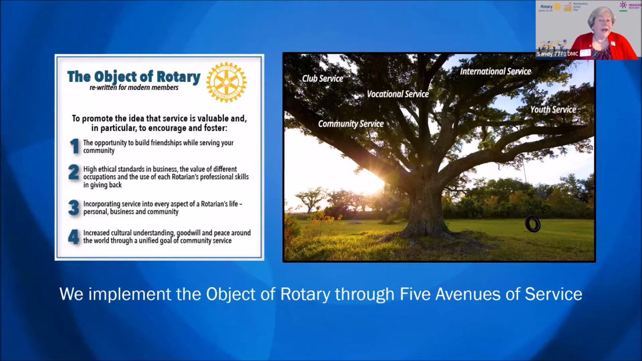The object of Rotary comes to life through 5 avenues of service, and they're like the branches of a deeply rooted membership organization. And it is through these branches or avenues of service, whether it be club, community, vocational, international, or youth, this is how we make a difference in people's lives. Our goal is to communicate that we are a membership organization with the highest standards, where we use our vocation, our time, our talent, and a little of our treasure to serve our communities.